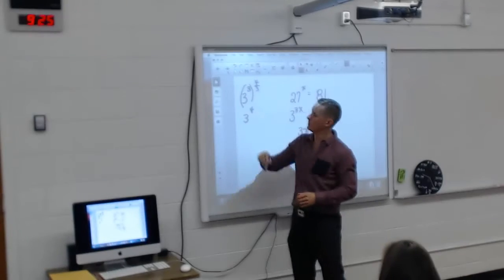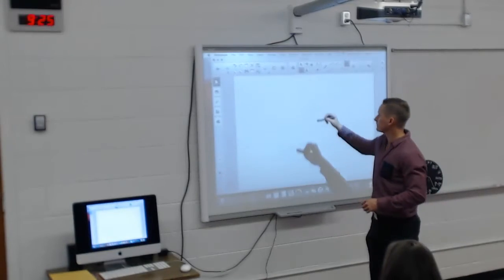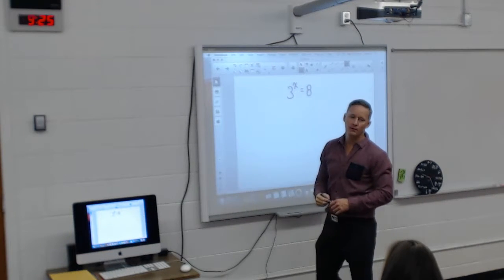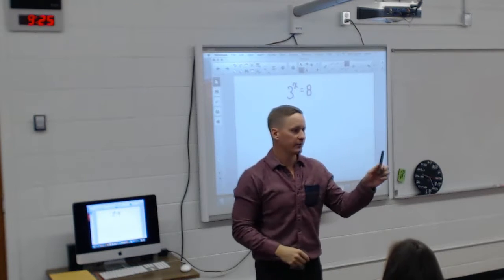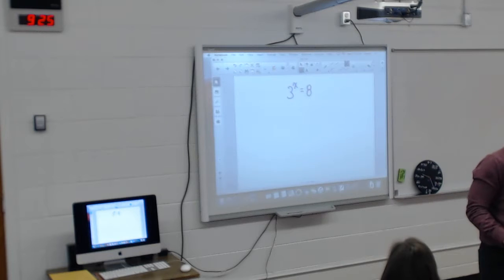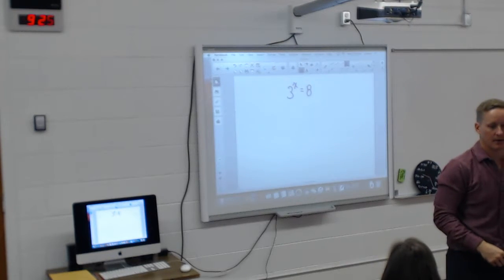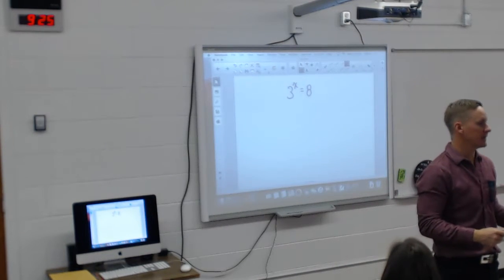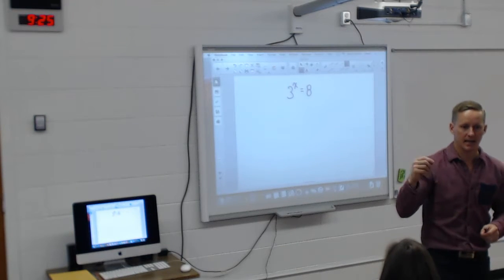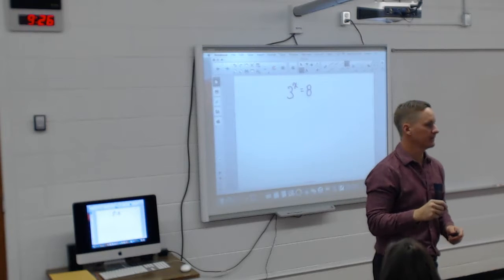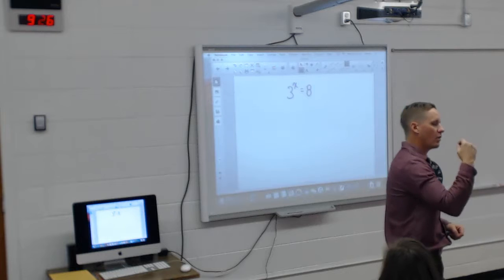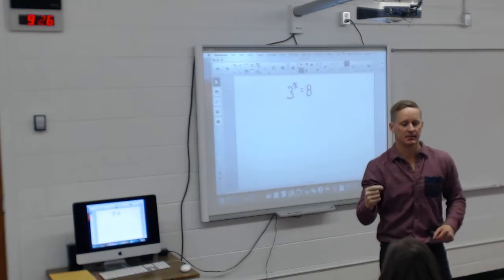Here's why we use logarithms. I need to be able to solve this. 3 to the x equals 8. Casey, wake up. 3 to the x equals 8. I need to be able to solve this. Can I get them to the same base? Is there a way that I can get 8 to the base 3? No, I can't, can I? How then do I solve a question in which the bases are not the same?